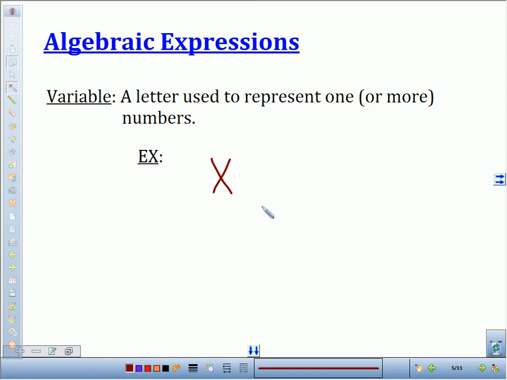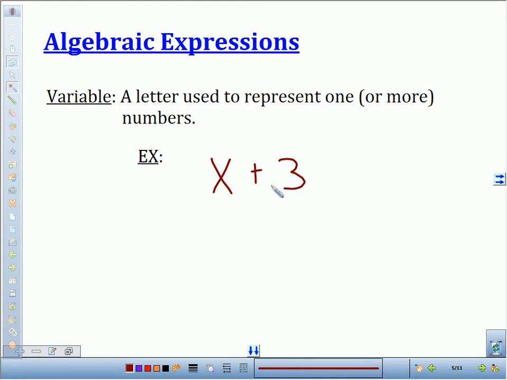Well, that's all well and good. But what if we do stuff to x? If we had x plus 3, well now we have an algebraic expression. X plus 3. We have a variable, we have numbers, and we have operations. In this case, we have the variable x, we have the number 3, and we have the operation of plus.